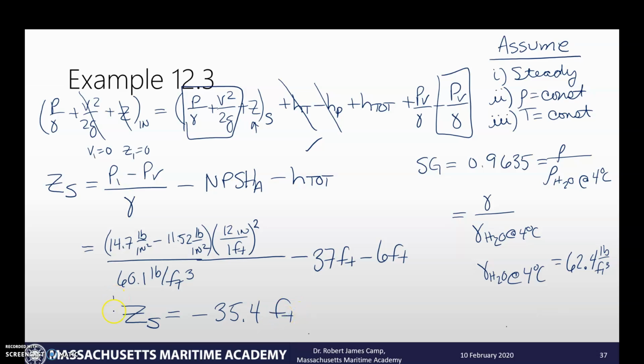Well, I got a negative number. What does that mean? That means the suction side has to be below the surface of the fluid. So for this pump not to cavitate, we actually have to put it 35 feet below the surface of the fluid to keep it from cavitating.